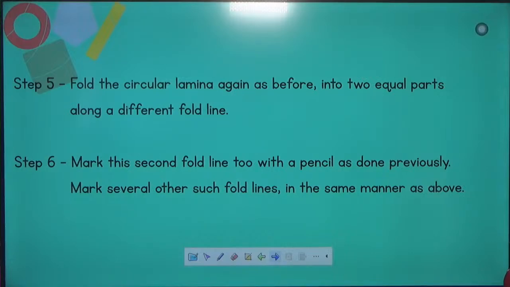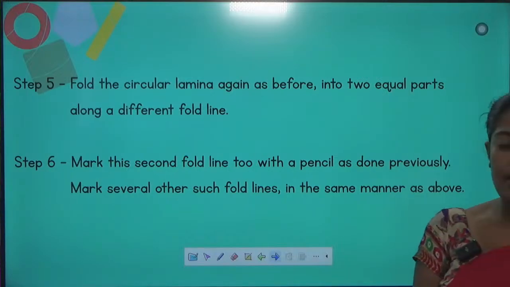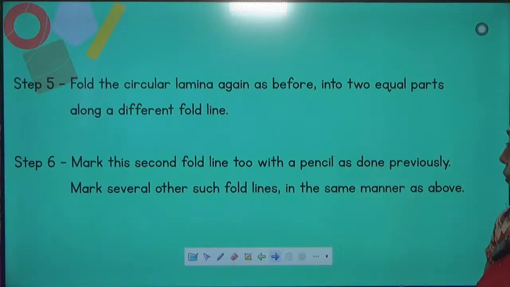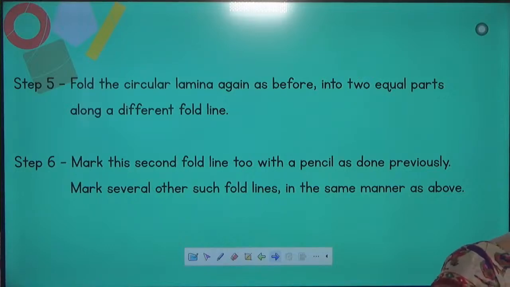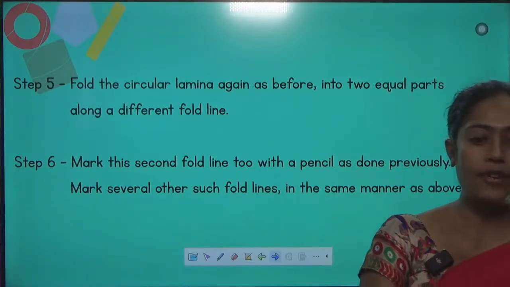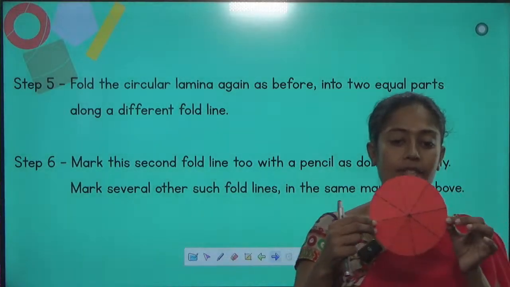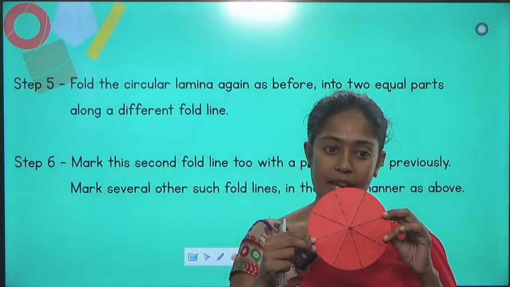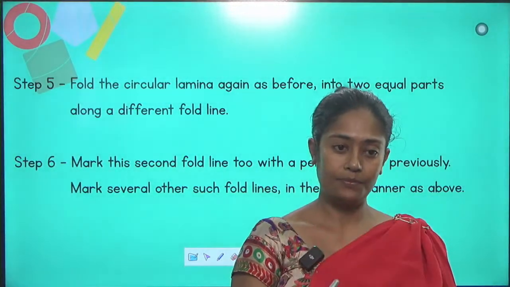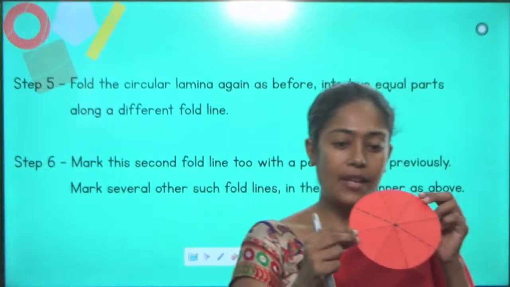Mark this second fold line 2 with a pencil as done previously. Mark several other such fold lines in the same manner as above. So, what you have to do next time, again you have to fold this in several times and you have to mark the lines. So, you have to have a figure finally like this way. You have to fold it several times then. I think you can understand, no?